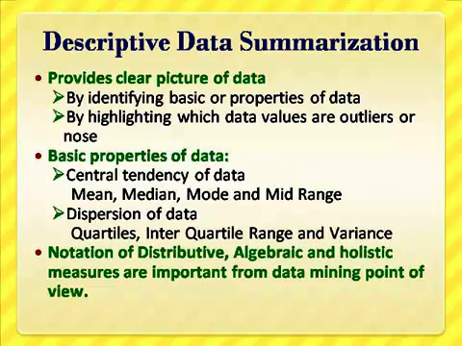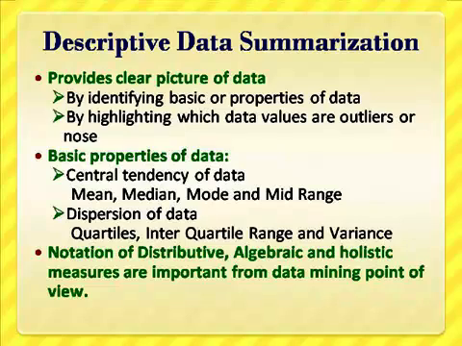How does it provide a clear picture of the data? By identifying important properties of the data and also by highlighting which data values should be considered as outliers or noise. These two can very easily be detected by using these descriptive data summarization methods. These concepts will help to identify the basic properties of the data. They are central tendency of the data and dispersion of data.